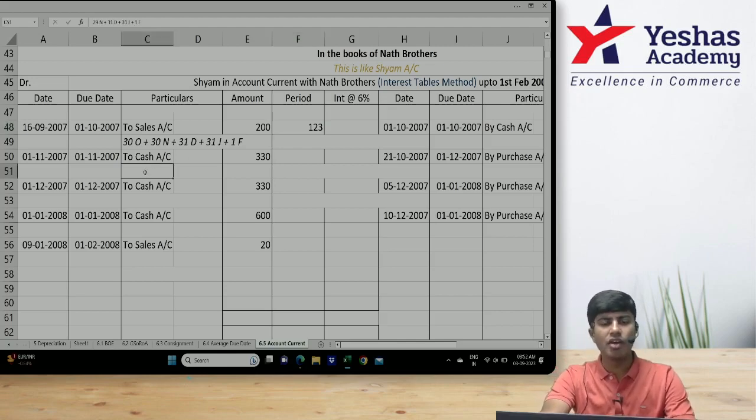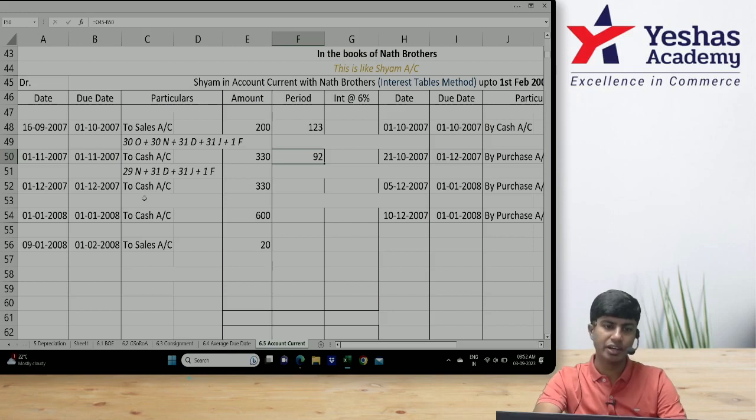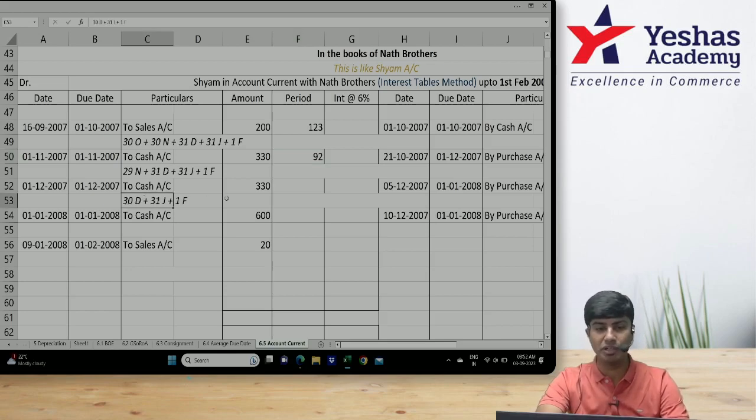Very good. Then 1st of November. November has 30 days, 1 day is gone, so 29 days in November, 31 days in December, 31 in January, and 1 day in February. 92. Here, 1st of December. So 30 days in December, 31 days in January, and 1 day in February. Here, 1st of January. So 30 days in January, 1 day in February. Here, 1st of February means 0. 1st of February to 1st of February is 0 days.